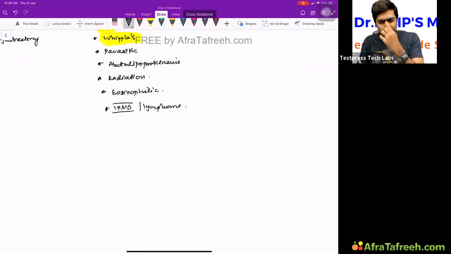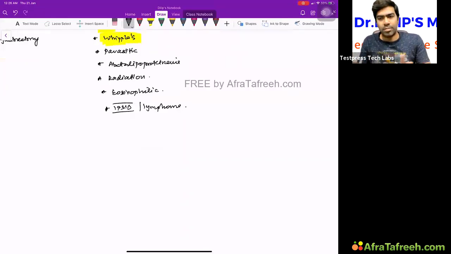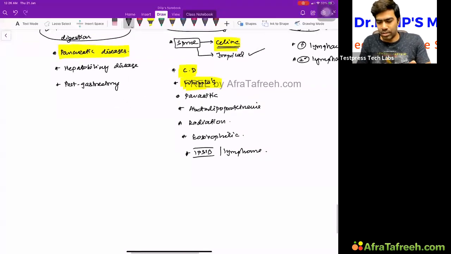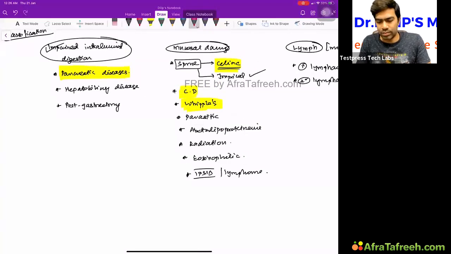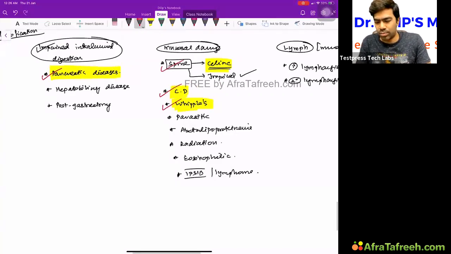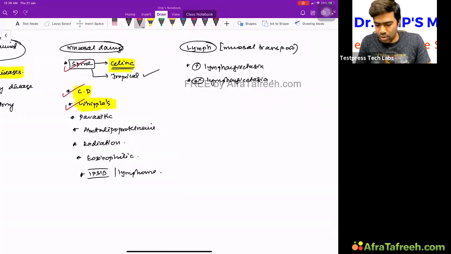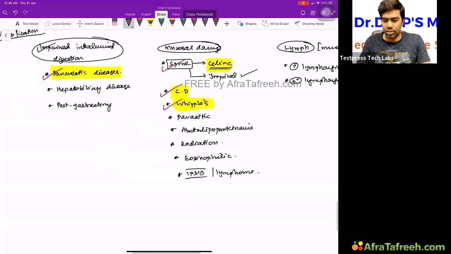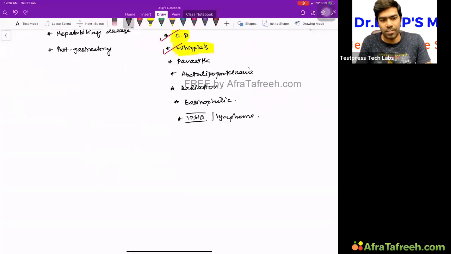Apart from that, you have heavy chain disorders. So many things are there in this. But nevertheless, there are quite a few things that we need to discuss which are important for exams: pancreatic disorders, Crohn's disease, Whipple's disease, this sprue, and probably IPSID if you have time. So that's all. These are the things we need to discuss in detail.